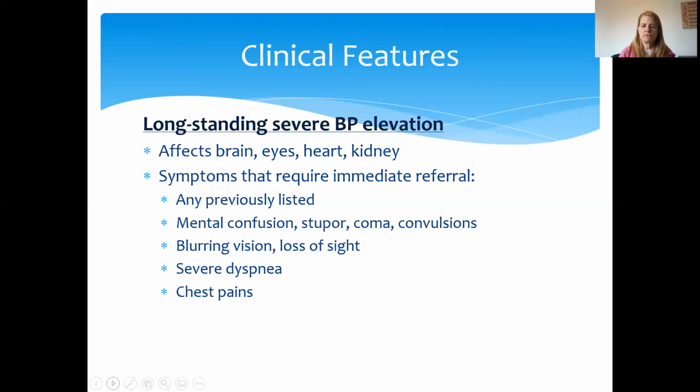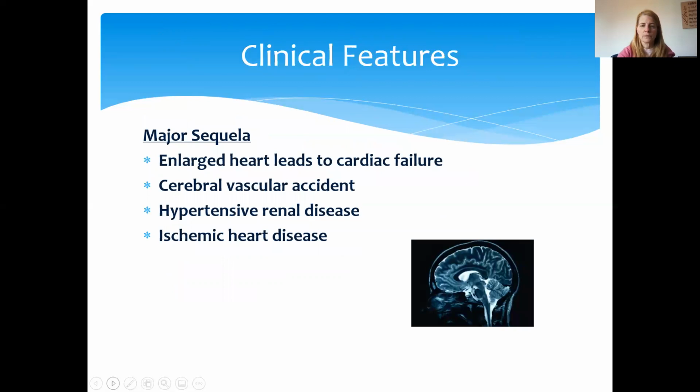There can be mental confusion, stupor, even into coma and convulsions for long-standing high blood pressure, blurring of vision, loss of sight, patient having a hard time breathing, and ultimately having chest pains because of the severe elevated blood pressure.